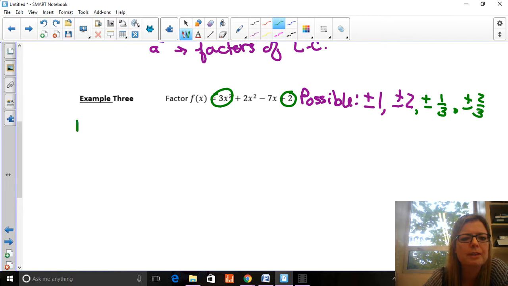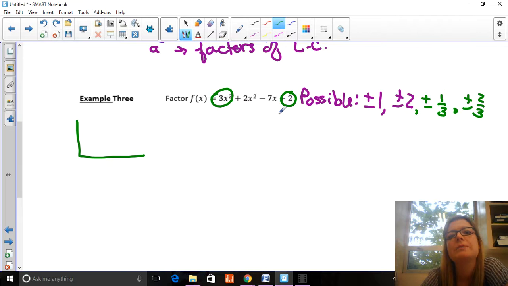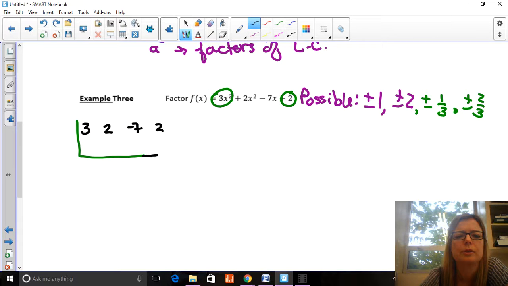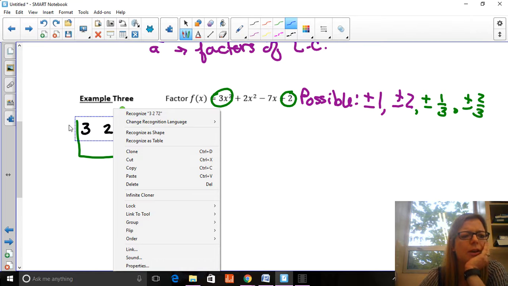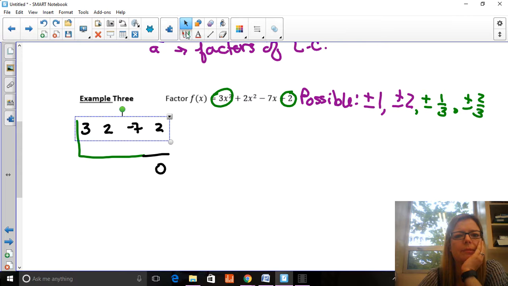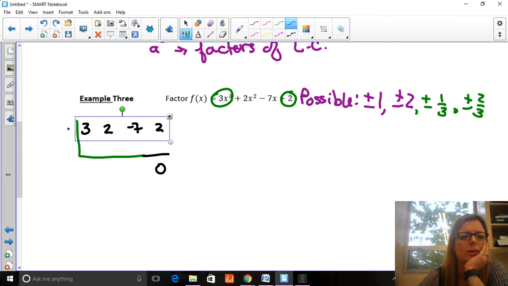So when I'm starting out my synthetic division, please try plus 1, minus 1, and plus 2, minus 2 before you start trying fractions. And I almost guarantee you that you'll always be able to find one integer that will divide in. So I set up 3, 2, minus 7, and 2. Okay, and remember I'm trying to get a remainder of 0 here. So now I just need to go through and test. So I try 1. I'm going to try 1 first. I'm just hoping I'm lucky.